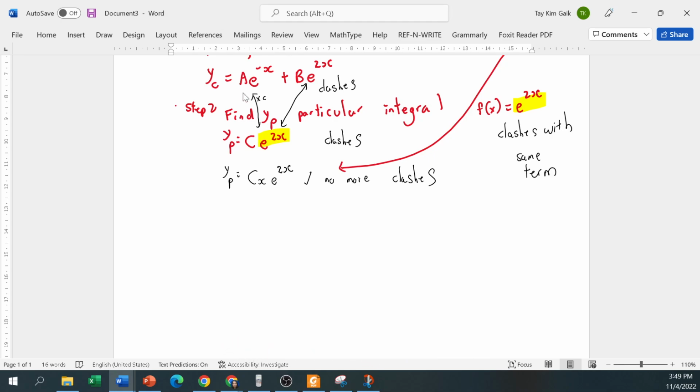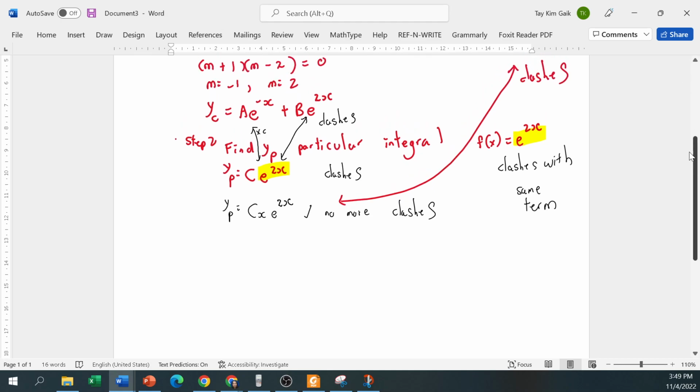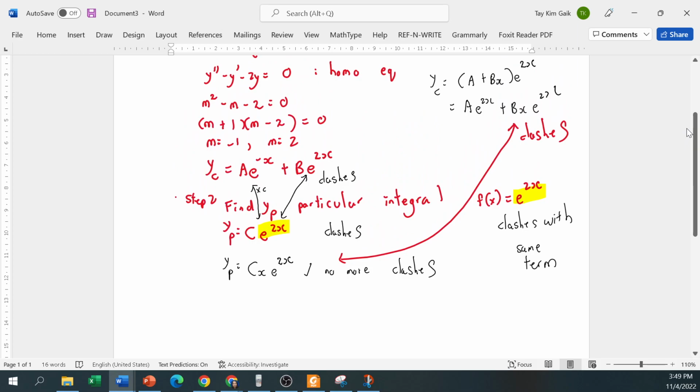Okay. Then if no more clash, you can differentiate one time, two times, and plug back into the second order non-homogeneous equation. So your y prime p is now cx multiplied by exponent 2x. So you assume u is actually cx, and you differentiate using the product rule. V is exponent 2x. So u prime is c, v prime is 2 exponent 2x.